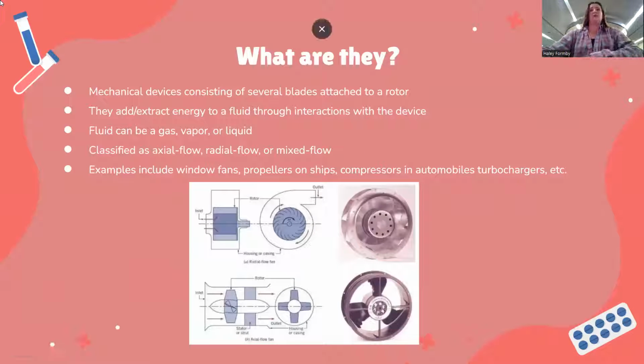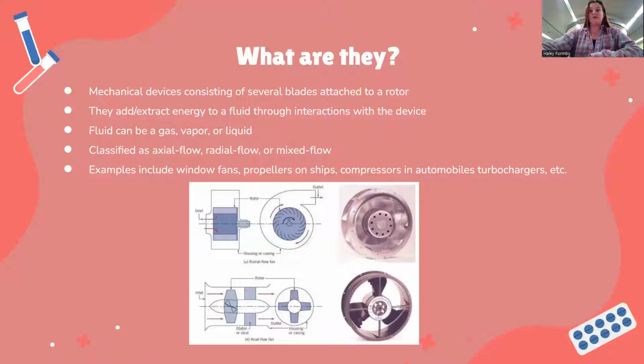So first, what are turbo machines? They play a huge part in our daily lives, and especially as engineers, it's important we understand them. So, turbo machines are mechanical devices consisting of several blades attached to a rotor, which creates a pathway that the fluid moves through. These devices add or extract energy to a fluid through the interaction between the fluid and the device. And obviously, whether they add or extract energy is dependent on if it's a turbine or pump.